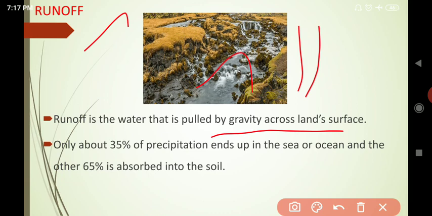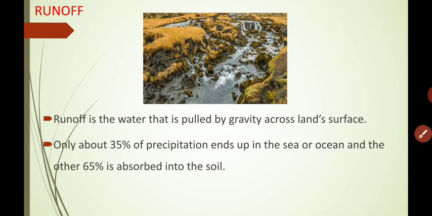Only about 35% of the precipitation ends up in the sea or ocean. So 35% of the precipitation water ends in the sea or ocean, and the remaining 65% of water is absorbed into the soil. So the excess of water is called runoff.